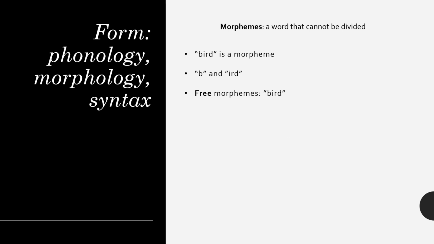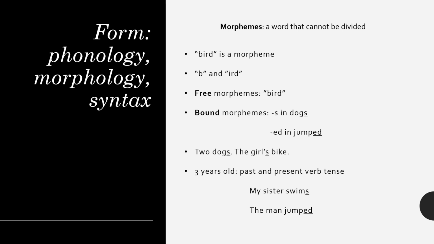There are also bound morphemes. An example of a bound morpheme is the S in dogs because it adds meaning telling us there's more than one dog, or the ed at the end of jumped tells us it happened in the past. Some of the earliest grammatical morphemes a child will use include the plural S, 2 dogs, and the possessive S, the girl's bike. At about 3 years old, children start to use morphemes that denote past and present verb tense, as in, my sister swims, or the man jumped.